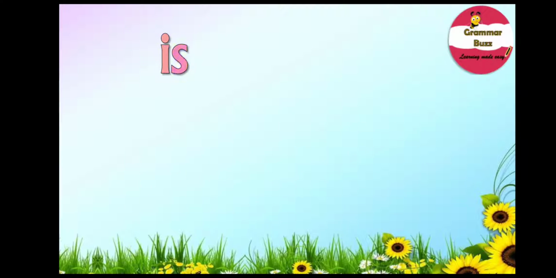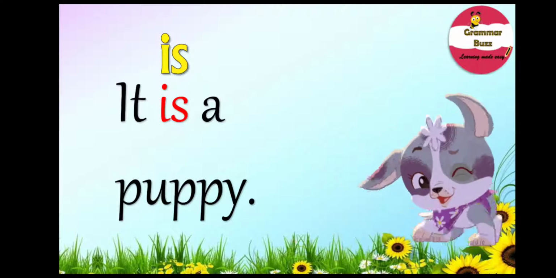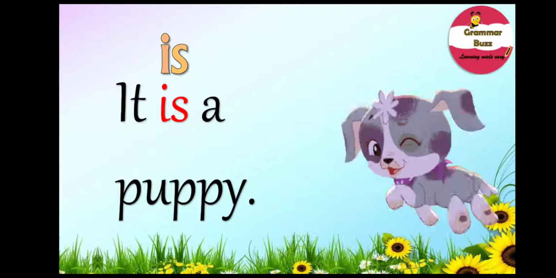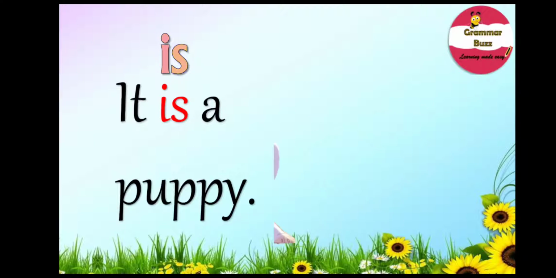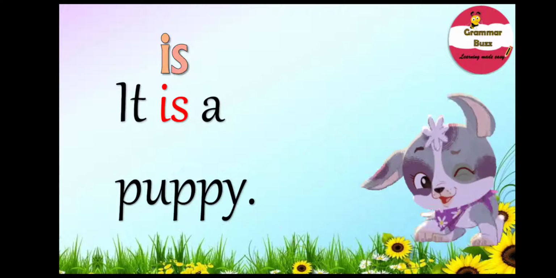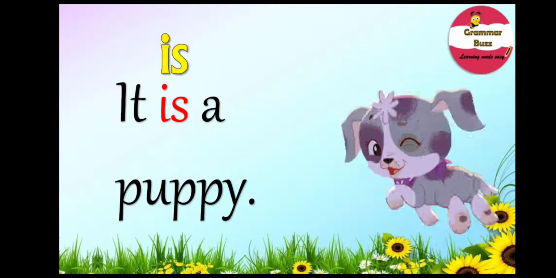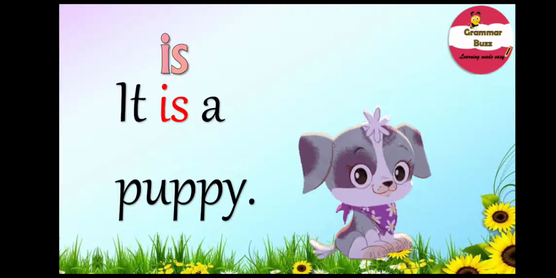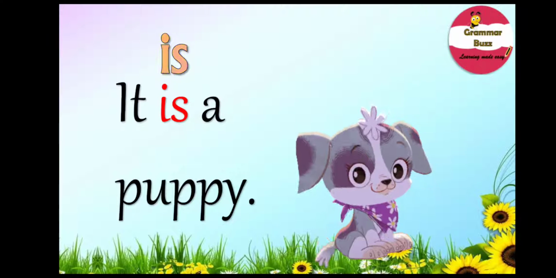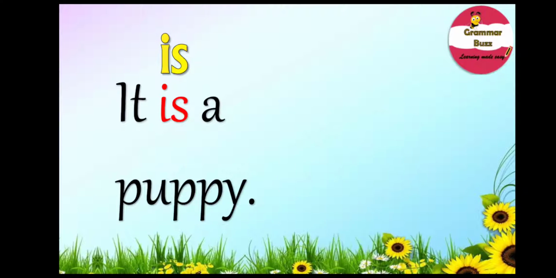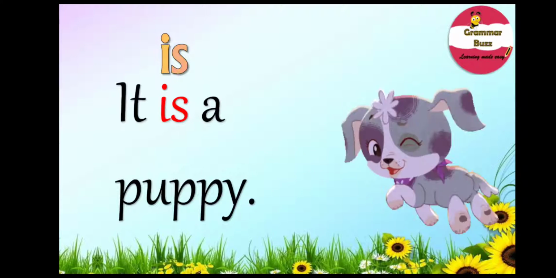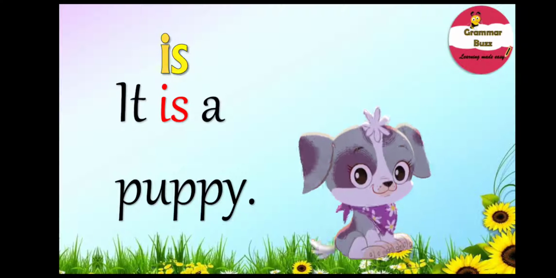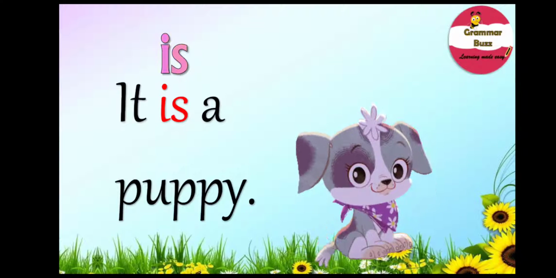Alright, here is our first sentence and it says, it is a puppy. Now tell me, which is the be verb in this sentence? Well, you are right. It is. Is is the be verb in the sentence. And it certainly does not show any action, does it? So, it is not an action verb. It just tells us about the existence or being of the puppy. So, is in this sentence is a be verb.